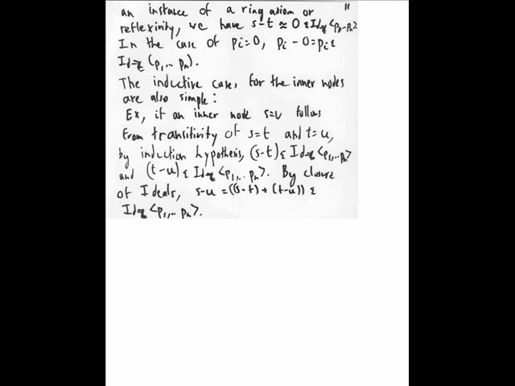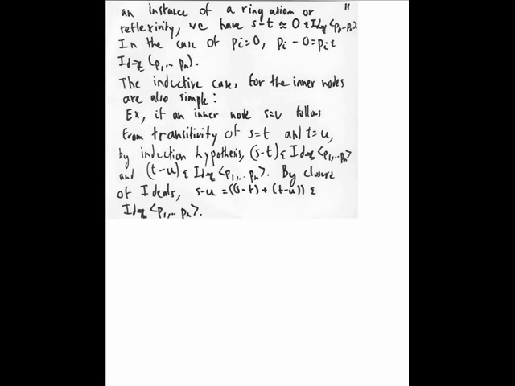So the inductive cases for the inner nodes are also very simple. I don't want to write out every inductive case, but a simple example from one step is: if the inner node s equals u follows from transitivity of s equals t and t equals u, then by induction hypothesis, s minus t is in the ideal generated by P1 up to Pn, and t minus u is in the ideal generated by P1 up to Pn. By closure of ideals, we can take s minus u, and that's really just equal to s minus t plus t minus u.